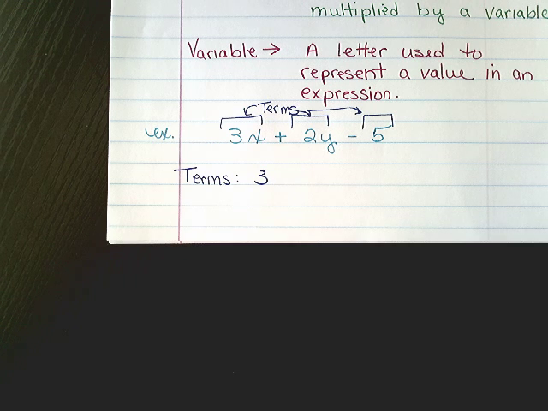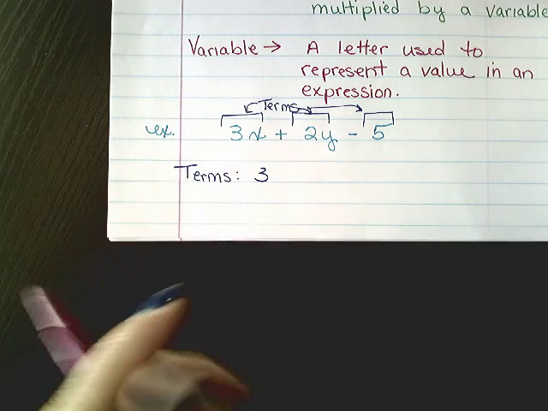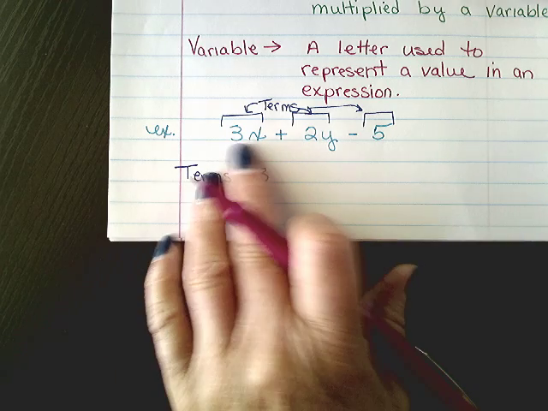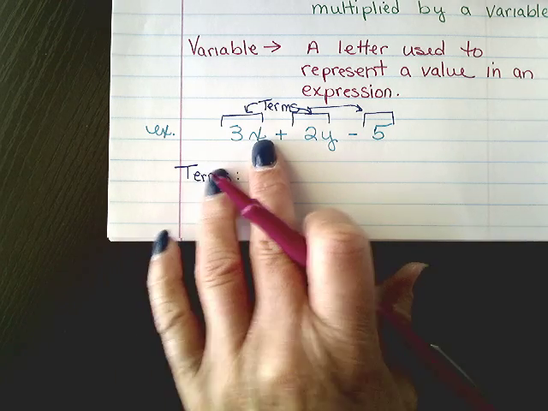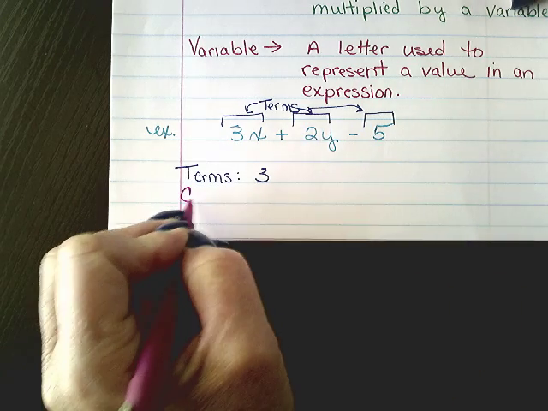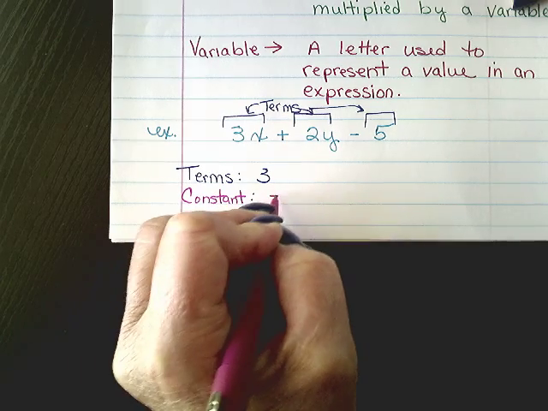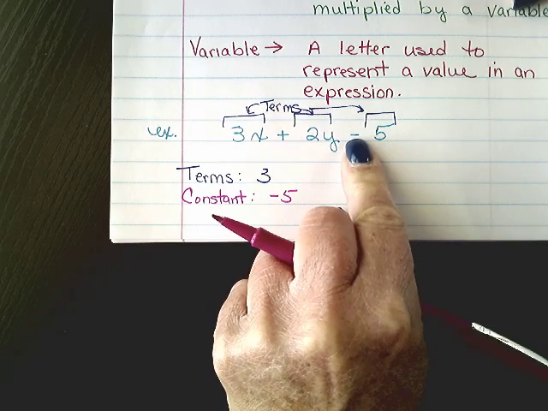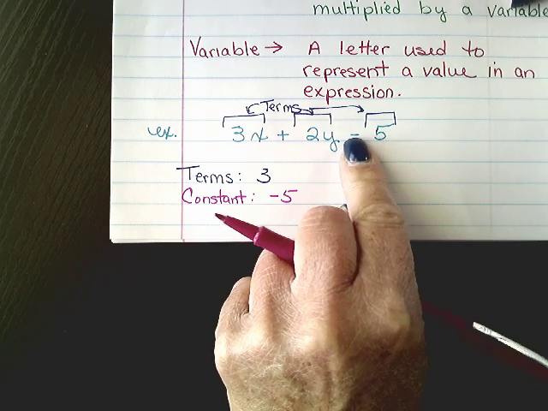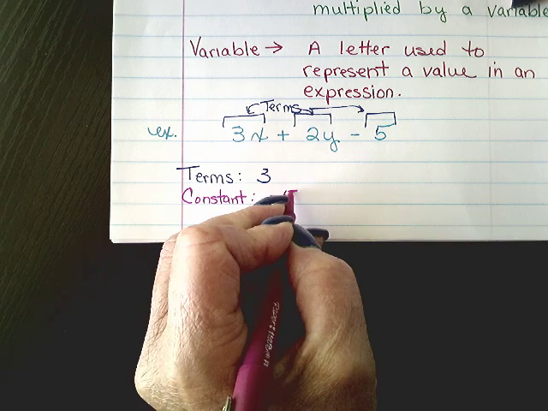The next thing we talked about was a constant. A constant is a value that never changes. That means it stands alone. The number will always be the same. Well, 3x is a variable, y is a variable, negative 5 stands alone. So our constant is going to be negative 5. Don't forget, if you have to use keep, change, change, this would become plus a negative 5.